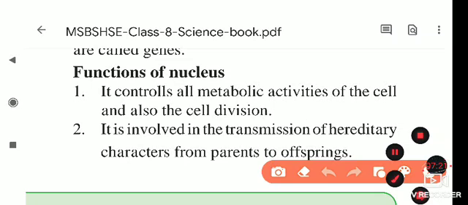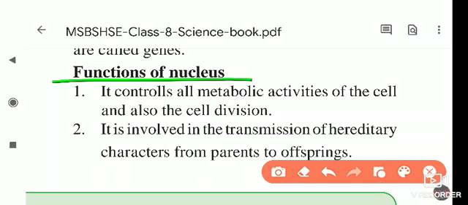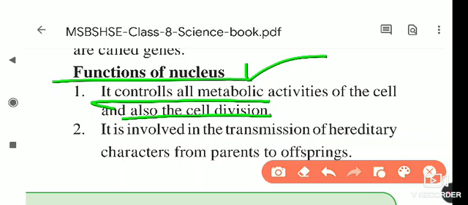Okay, next part is the functions of the nucleus. What is the function of the nucleus? It controls all the metabolic activities. How our brain controls our body, the same way the nucleus controls the cell, the activities of the cell and also the cell division. So the cell nucleus controls the metabolic activities of the cell and also the cell division.